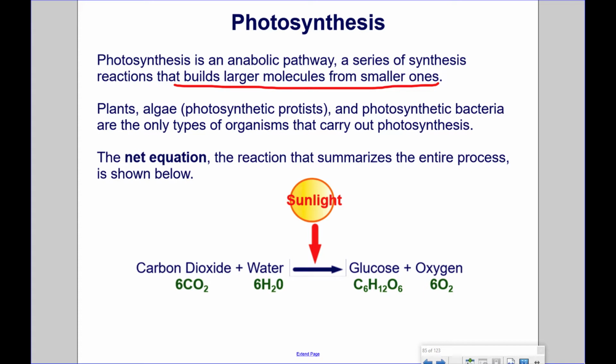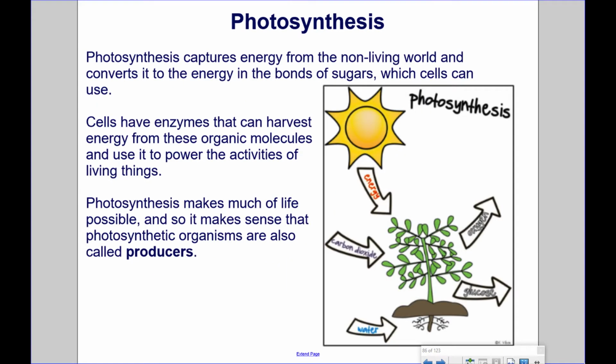The net equation, the reaction that summarizes the entire process, is shown below. 6 carbon dioxide plus 6 water with the energy from sunlight forms 1 glucose molecule and 6 oxygen.